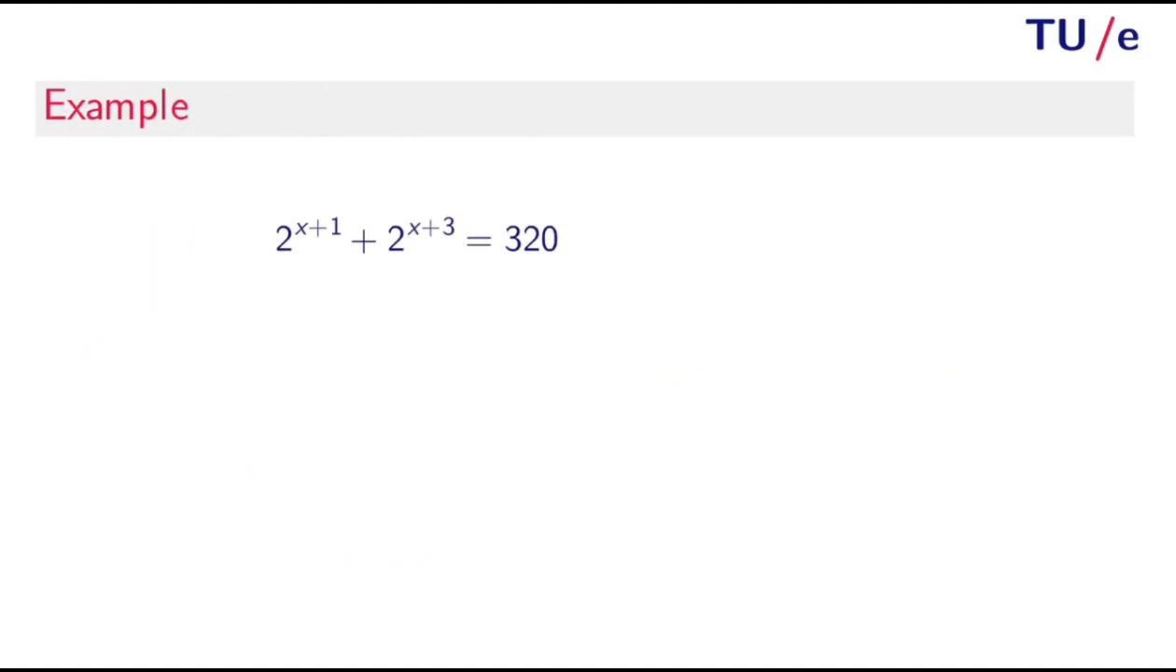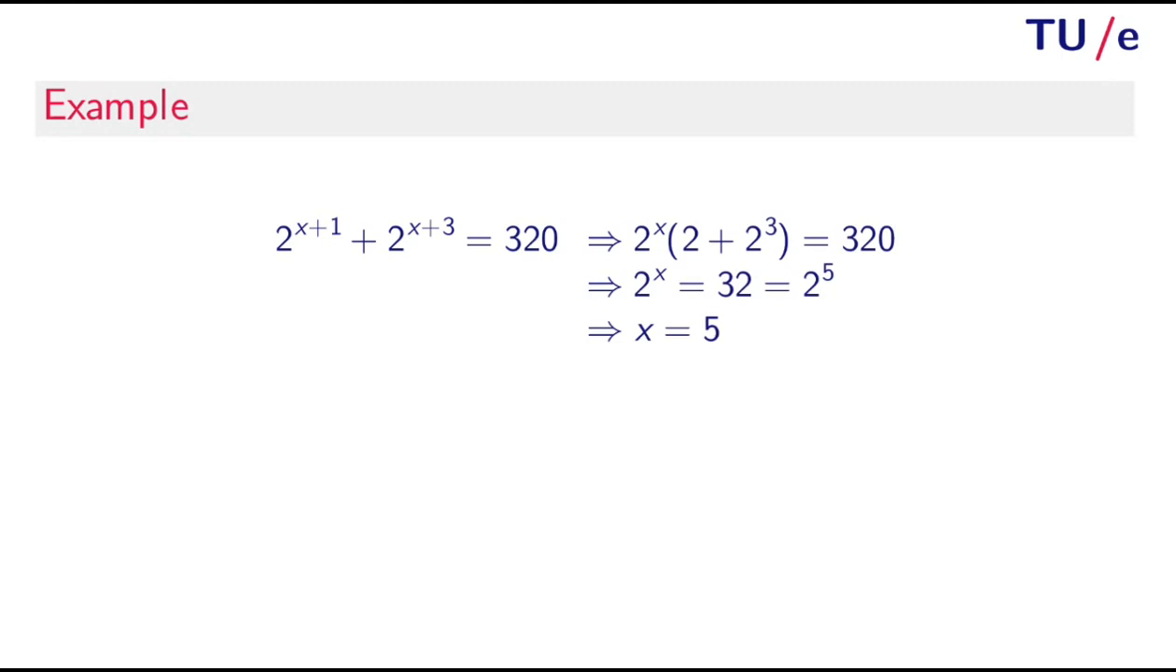Here is an example: 2 to the power x plus 1 plus 2 to the power x plus 3 is 320. How do we solve that? Well, we try to make one power of it, namely 2 to the power x. Then we find that 2 to the power x times 2 plus 2 to the power x times 2 to the power 3 is equal to 320. So 2 to the power x times 10 is equal to 320, and we deduce that 2 to the power x has to be 32, which is 2 to the power 5. But now we have two powers of 2, and that means that the exponents have to be equal, so x has to be equal to 5.